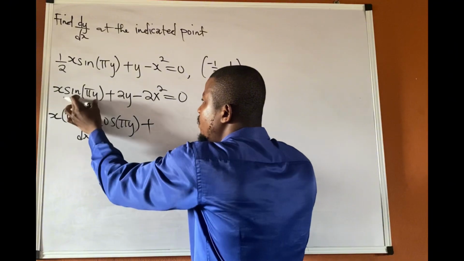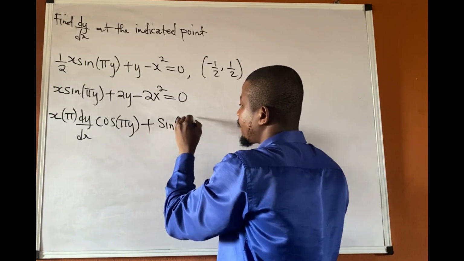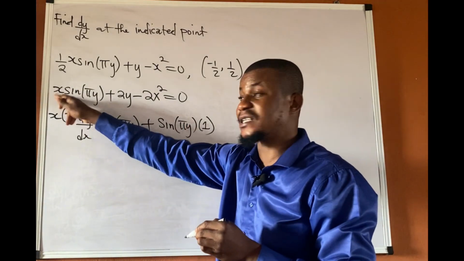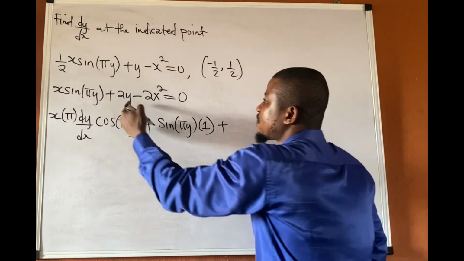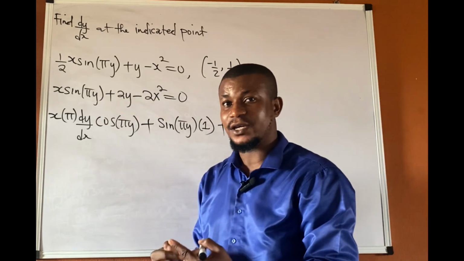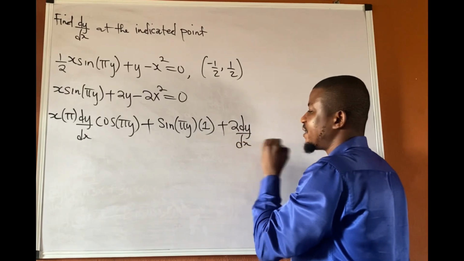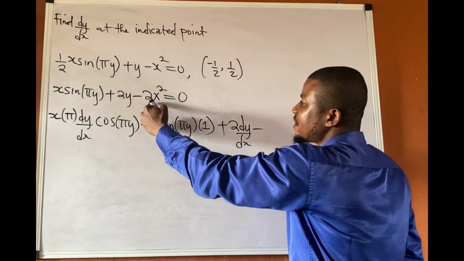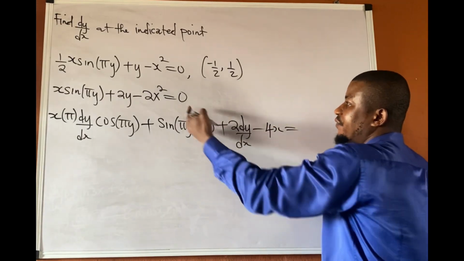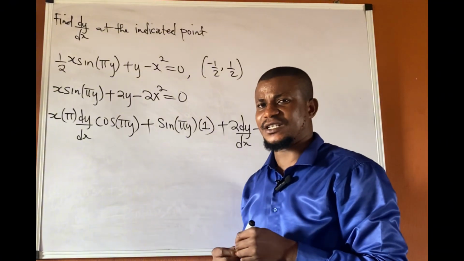Next, we hold this one now, and differentiate x. So we hold sine pi y, then differentiate x, we have 1. Whenever I differentiate x, you have 1. So we move on: plus the derivative of 2y, which is 2. But because we are differentiating y, don't forget, you return dy dx. We move on to differentiating 2x squared, we have 4x, right? And then differentiating 0, we still have 0. We are done with the derivatives here.